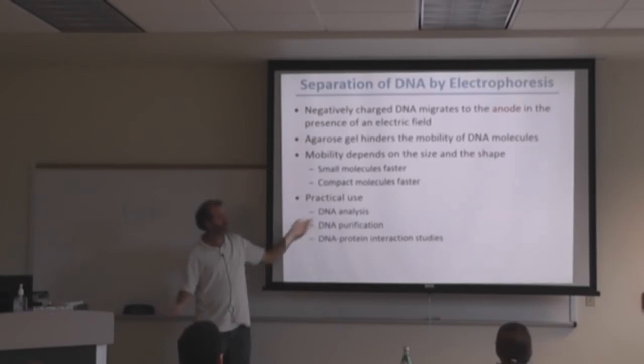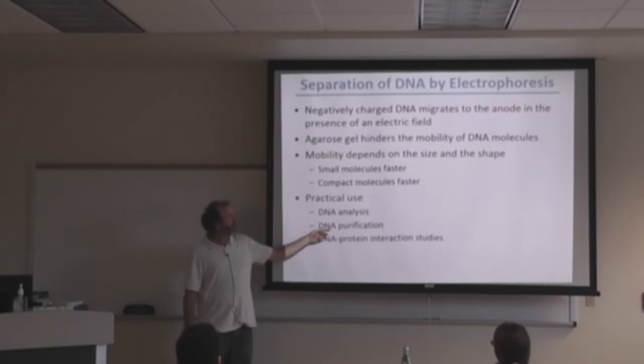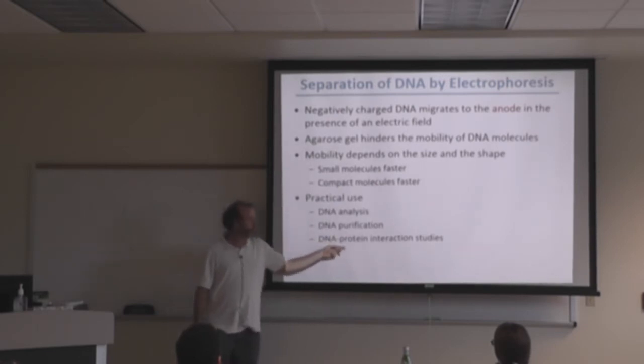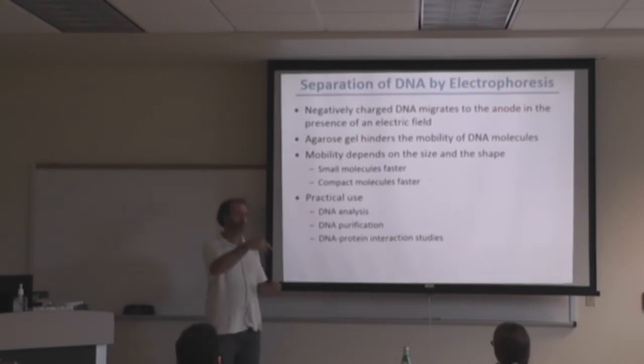So this is used to analyze our DNA. Once you're done cloning, you want to make sure you have an insert, so you use the restriction enzymes to cut and then look for that. You can also use it to purify DNA, and DNA-protein interaction studies are done using that also. If you want to identify portions of DNA that bind to certain proteins, you incubate that with the proteins and see how it runs. If it's impeded in that agarose gel, it has protein attached to it.